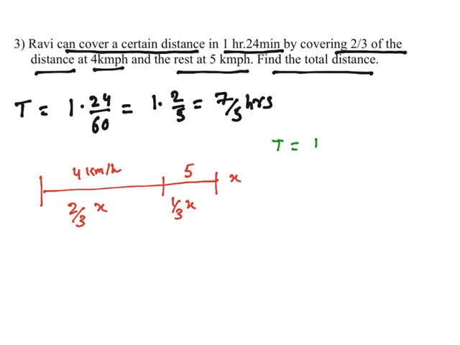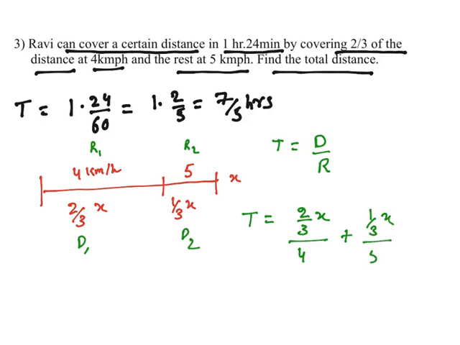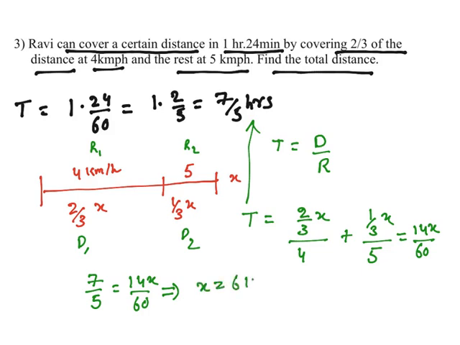See, the time is distance by rate. Now you have d1 and d2, r1 and r2. So the total time is given by: what is d1? 2 by 3 x by r, which is 4, plus 1 by 3 x by r, which is 5 here. So when you solve them, what do you get? 14x by 60 is t. What is t here? T is 7 by 5. So 7 by 5 equals 14x by 60. When you cross multiply and solve, you will get x is 6 kilometers.